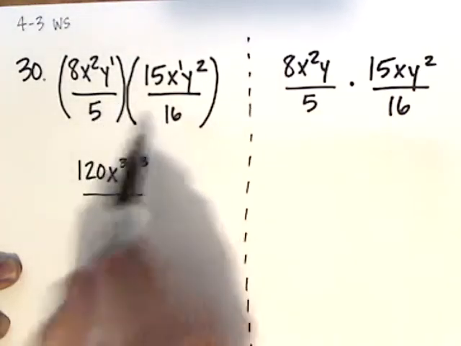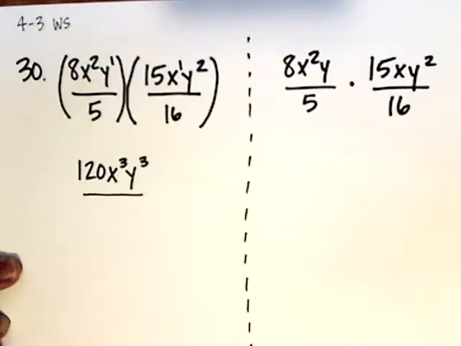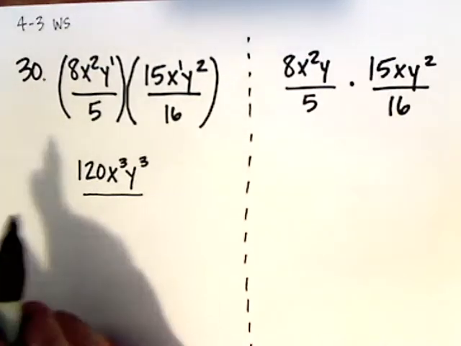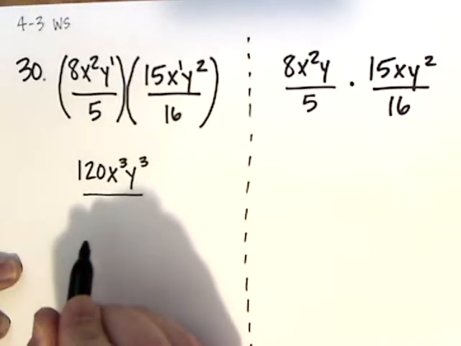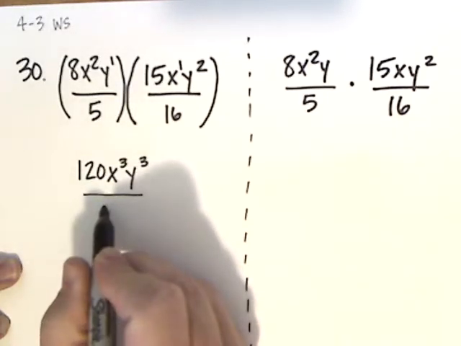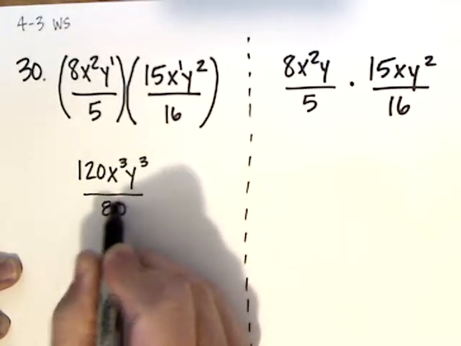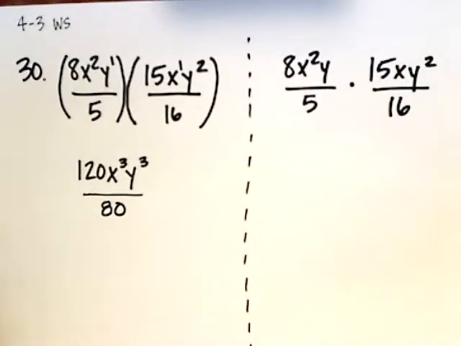Now we're going to put the denominator down below that. You take 5 times 16. Again, use a calculator if you need to. 5 times 16 is going to give us 80. So now what I have is 120 x to the third, y to the third over 80.